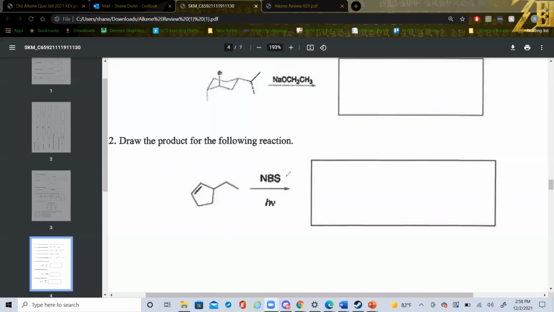Okay. Remember, NBS is going to add a bromine to the most substituted carbon. So let's draw our cyclopentane. And since the double bond is here, the most substituted area would be this guy right here, and the bromine would be attached right there. It is not going to be racemic because it is not chiral. The reason why it's not chiral is here and here are both CH2, so it would not work. So not chiral.